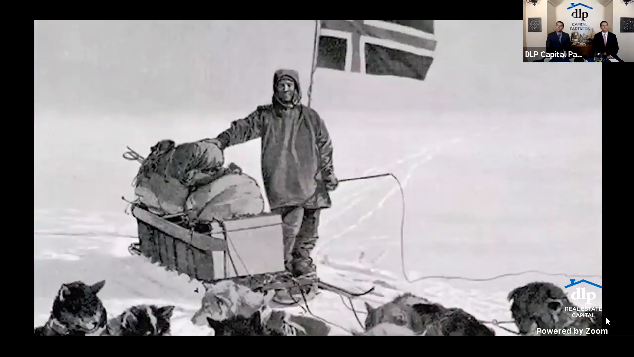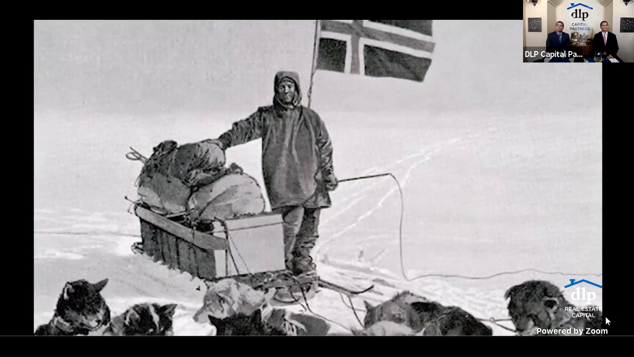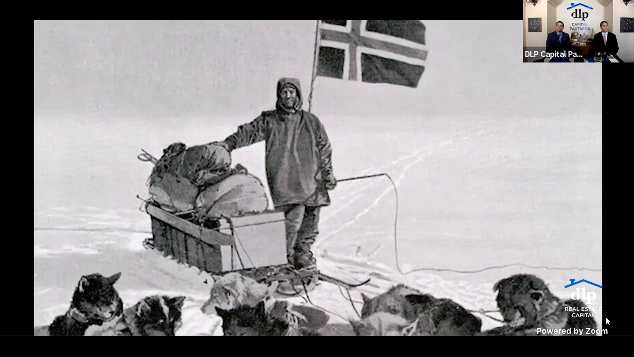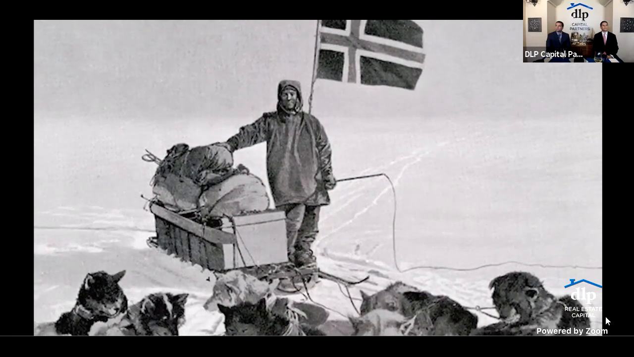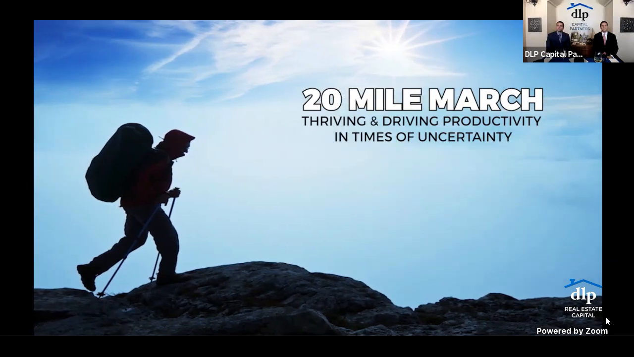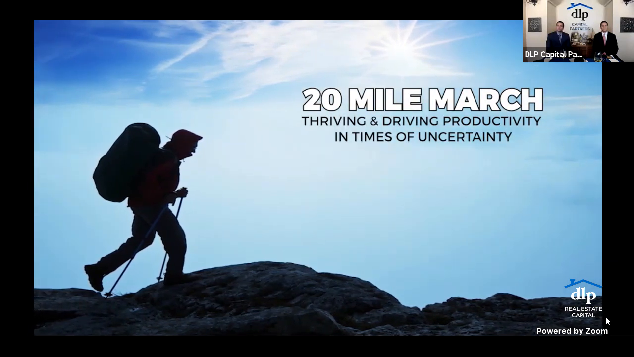One team that marched every single day, 20 miles, regardless of the prevailing conditions on the way to the South Pole, got there first, 34 days before the other team, and made it back safely. The other team, sadly, did not make it back safely. Like the winning team, we continue to march forward day after day, regardless of the conditions in the marketplace. In fact, that's our theme for this quarter: the 20-mile march, thriving and driving productivity in times of uncertainty.